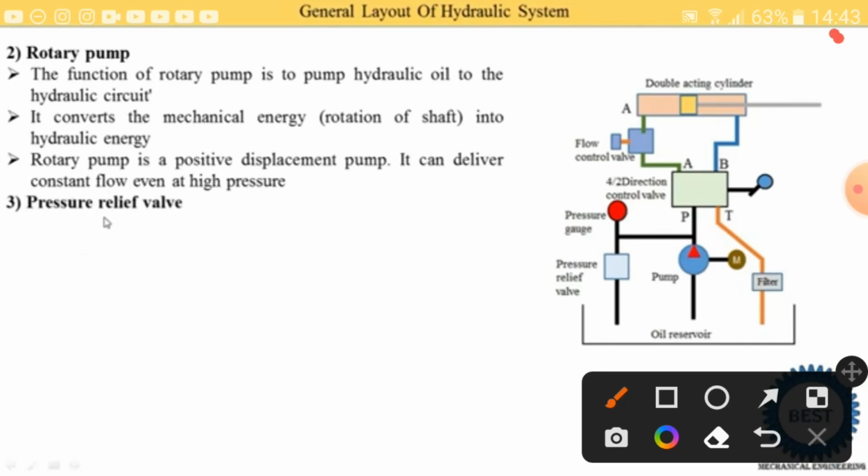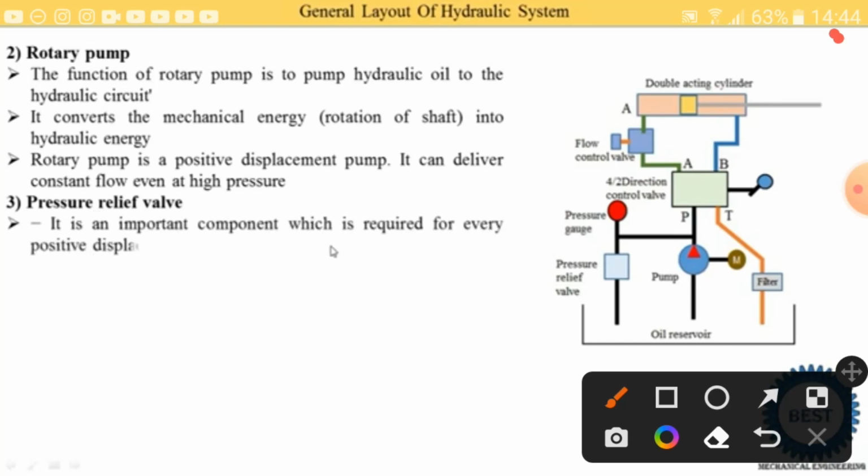The third component is the pressure relief valve. If you understand the meaning of the word, relief means reducing some work. Here the word relief is used with pressure. So the pressure relief valve is used to reduce the pressure of the oil. It is an important component which is required for every positive displacement pump.